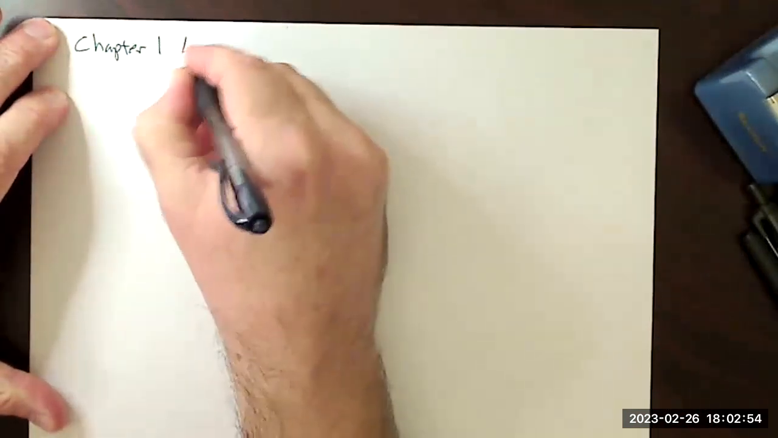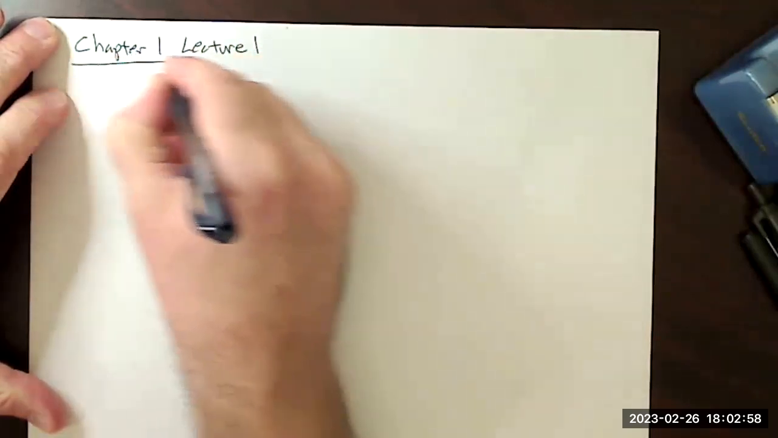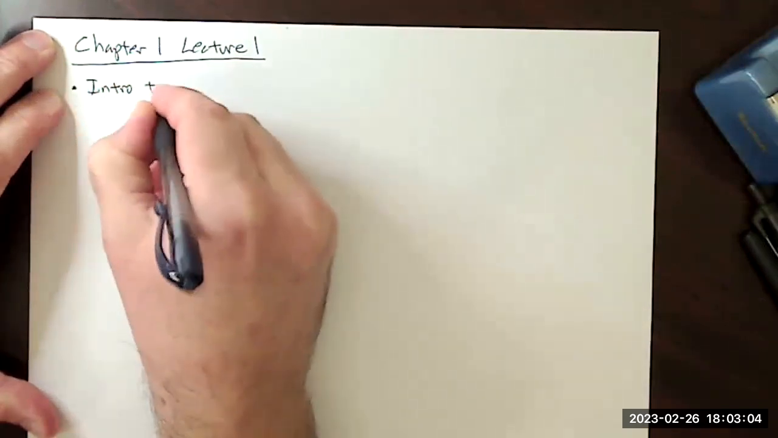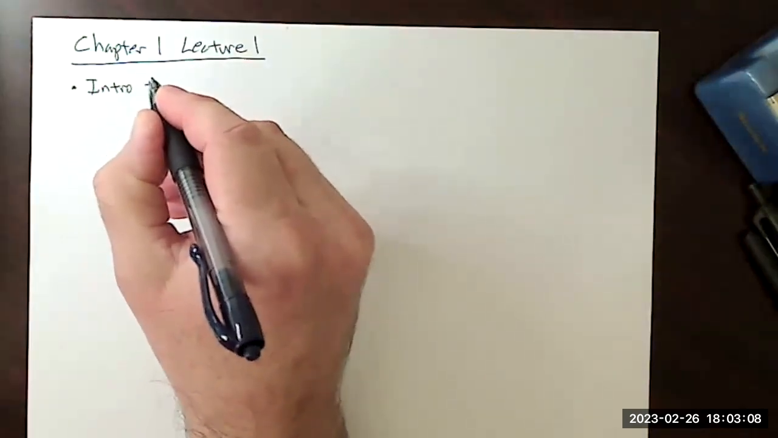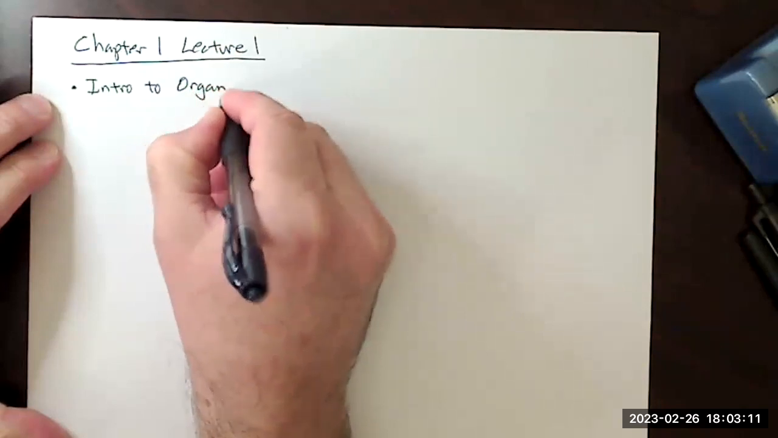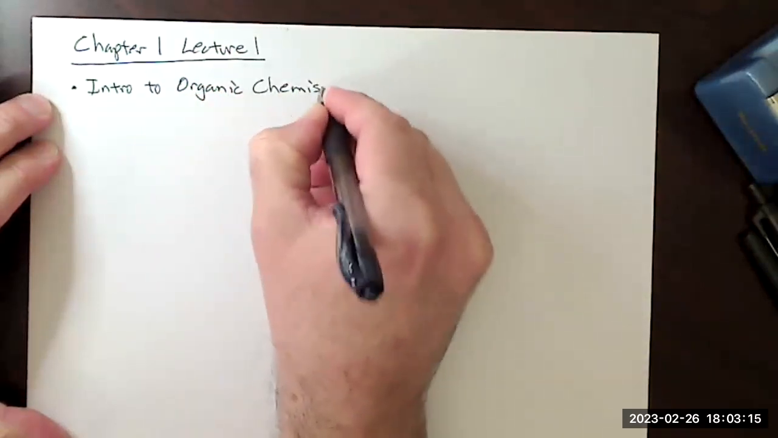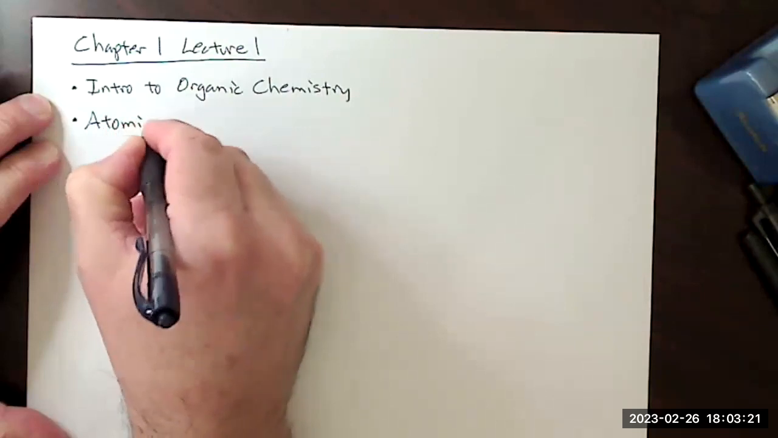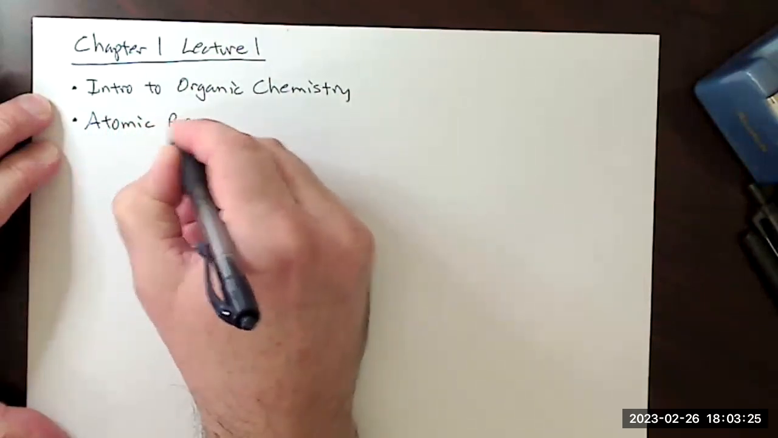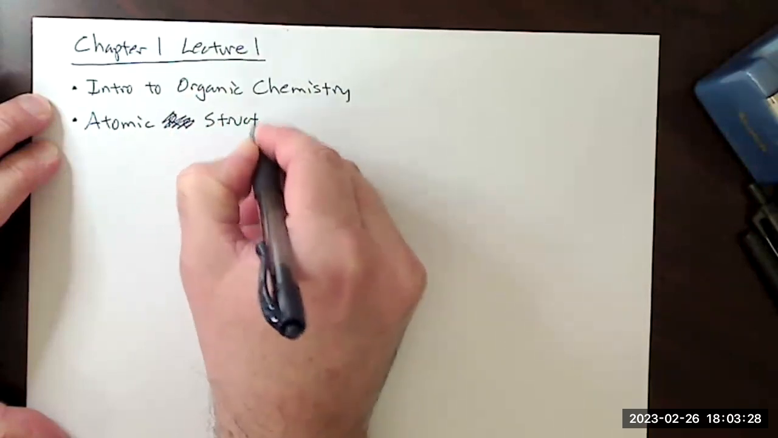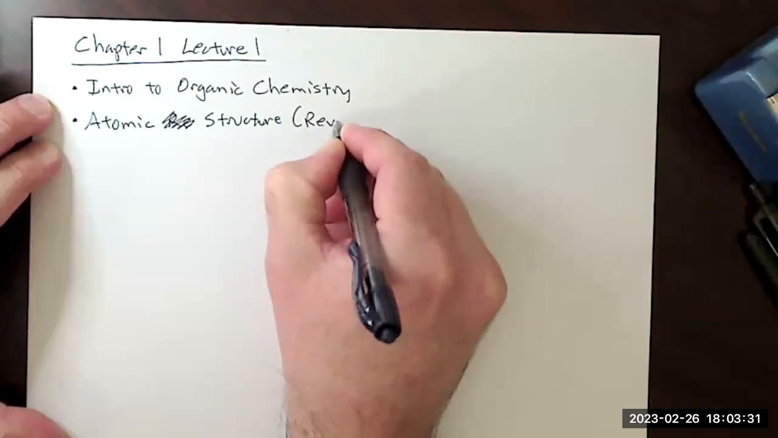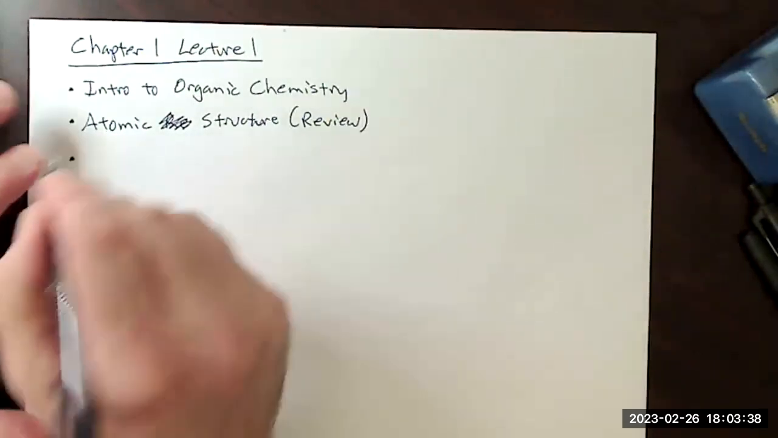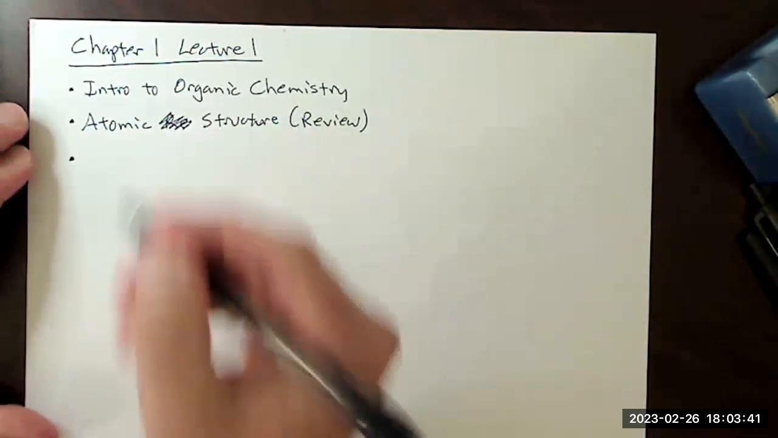Chapter 1, lecture 1. So we'll look at an intro to organic chem. We'll do what should be a review from Chem 1A, atomic structure. Let's review. And then I don't want to make this video too long, so I'll put it in the next video, but we'll start talking about chemical bonds.